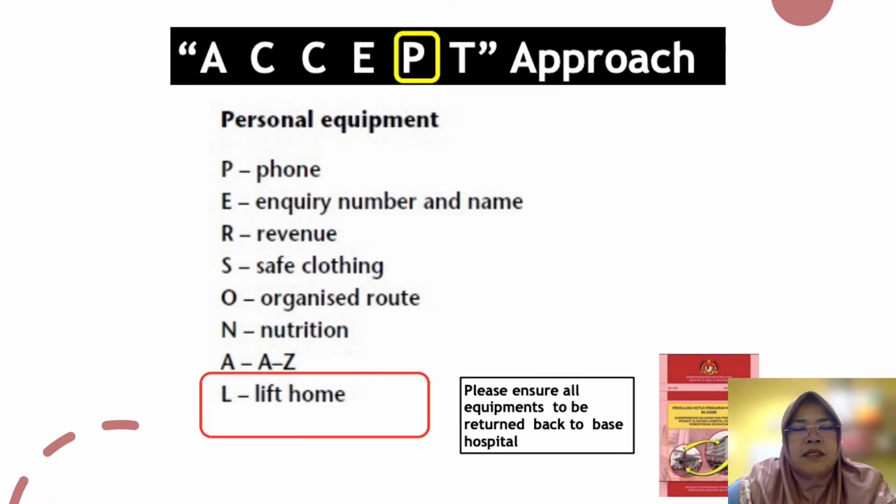The medical personnel should also bring certain equipment such as a phone, the inquiry number and name, the revenue, the safe clothing, organized route, some nutrition, and don't forget the leave home, to ensure all equipment is returned back to the base hospital.